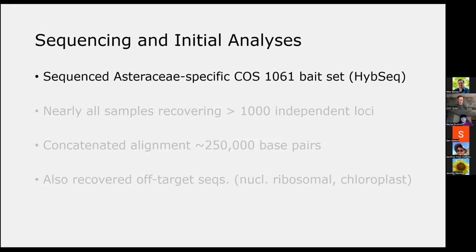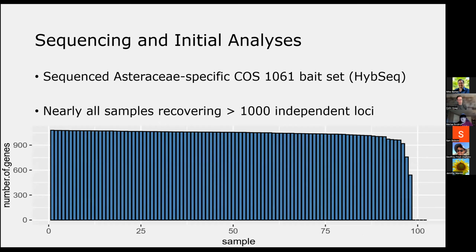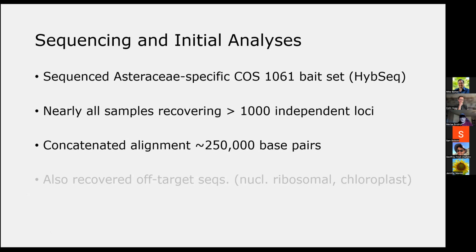The sequencing we employed was the Asteraceae-specific bait set that Jen Mandel's lab created. When we sequenced everything, we had really great locus recovery for individual samples. There were only really 2 or 3 samples that were missing a fair amount of data, but everything else had really great recovery. If we were to concatenate all of our alignments together, we get about 250,000 base pairs, and we even managed to get some off-target sequences like ribosomal and chloroplast data.